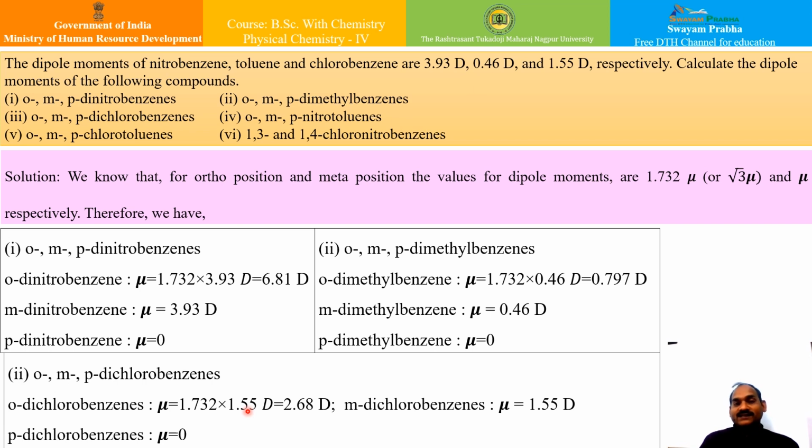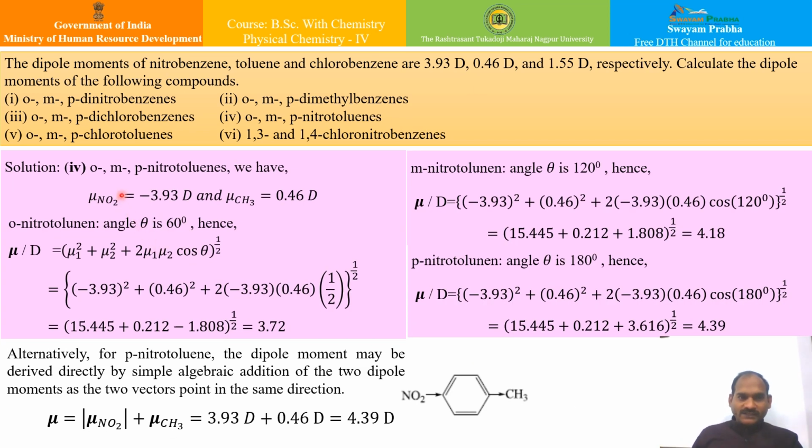So the next case is ortho meta para nitrotoluenes. Let us have a look at it. The fourth case is very interesting. We need to calculate in case of ortho meta para nitrotoluene. Okay, so now what do we have? We have the dipole moment of nitro group, that is minus 3.93 dB, and the dipole moment of methyl group, that is 0.46 dB. And the ortho nitrotoluene has an angle of 60 degrees, isn't it?